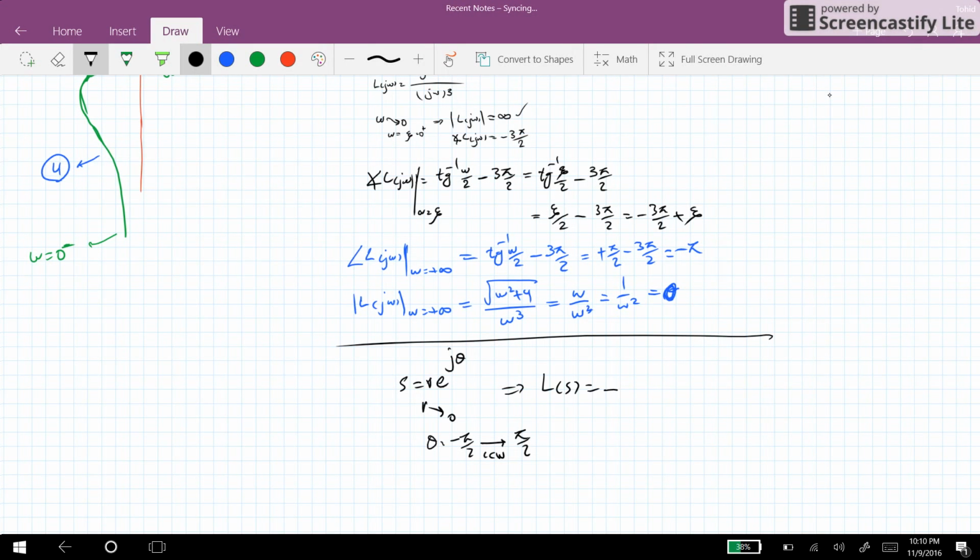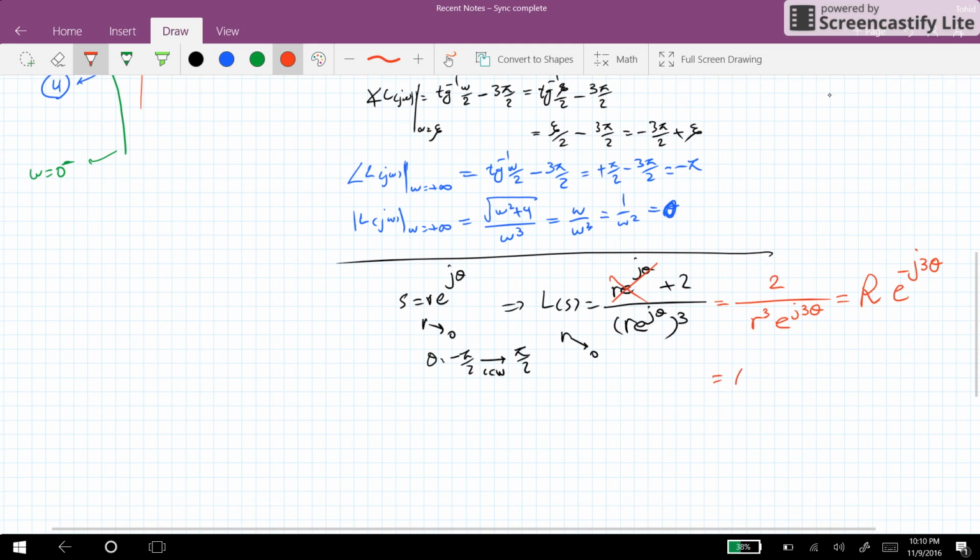Therefore, L of S will be equal to r e to the j theta plus 2 over r e to the j theta to the power of 3. And since r goes towards 0, we can neglect r e to the j theta in the numerator compared to the 2, and we get 2 over r to the power of 3 e to the j 3 theta. Or we will have capital R e to the minus j 3 theta, which could be written in the form of R e to the j alpha, where R goes towards infinity and alpha is equal to minus 3 times theta.